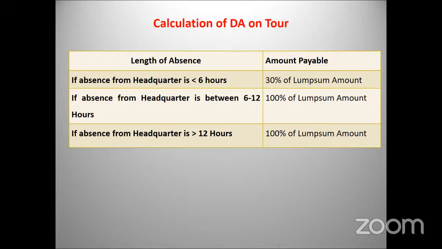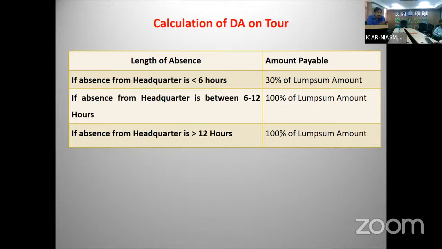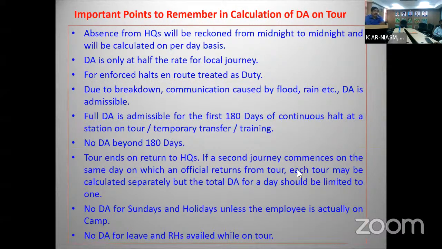Next slide. DA for local journey: if you are performing any local journey, DA will be given at half the rate, 50% of the DA. Means if your absence is between 6 to 12 hours, you will be getting 50% of 70% of DA. In case of local, it will be half.